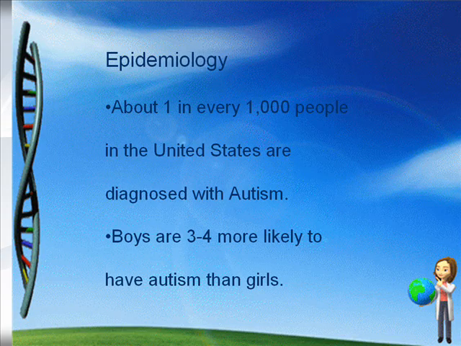Epidemiology. About 1 in every 1,000 people in the United States are diagnosed with autism. Boys are 3 to 4 times more likely to have autism than girls.